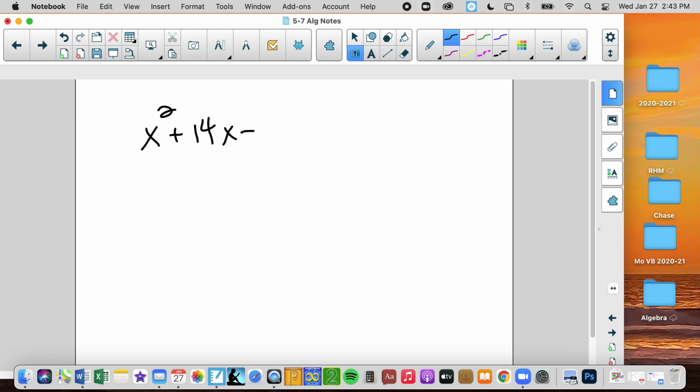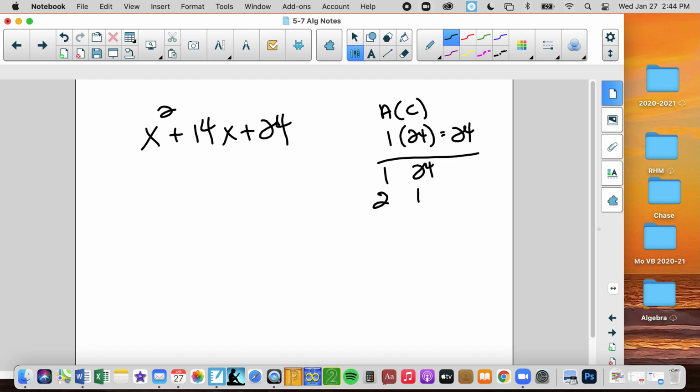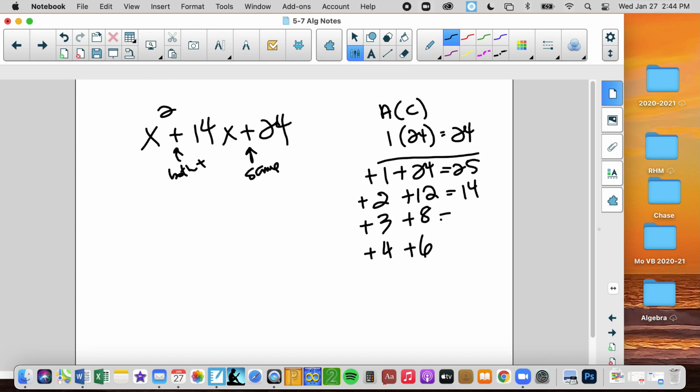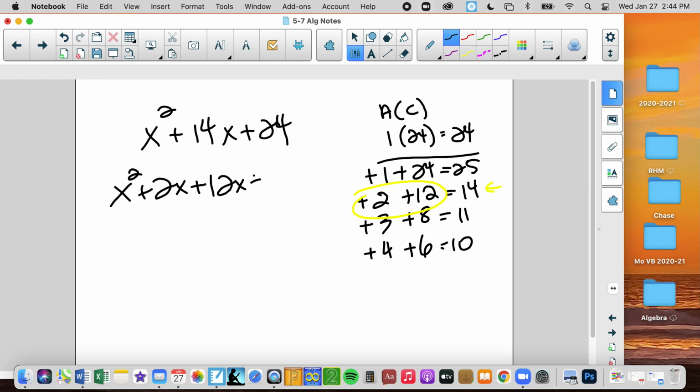Let's do x squared plus 14x plus 24. So, not difference of squares, not binomial square. 24 is not a perfect square. So I'm going to do a times c. A is 1, c is 24. I get 24. Factors of 24 are 1 and 24, 2 and 12, 3 and 8, 4 and 6. Signs are the same. Both are positive. So plus, plus. That gives 25, 14, 11, 10. Which one's equal to my middle? 14 is equal to my middle. So I'm going to pull out those two values. So I get x squared plus 2x plus 12x plus 24.